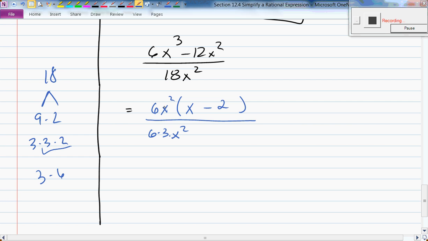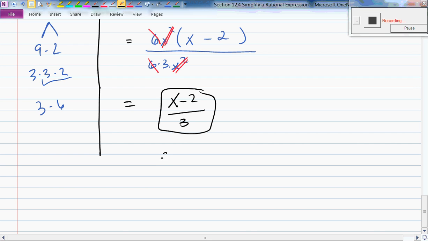All right, now, what can cancel out? The 6 and the 6. What else? The x squared and the x squared. Good. What do I have left? x minus 2 all divided by 3. Very, very, very good. All right, let's do a few more of these together.